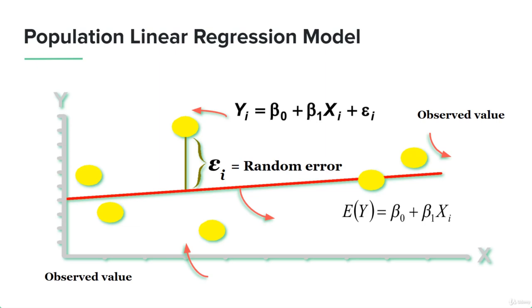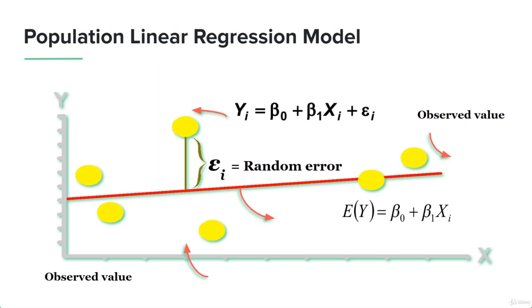We have an observed value and the random error as well. If we were to remove the random error and only use the two variables x and y, so if we were to model y as the expected value, then we would remove the random error and it would only involve beta 0 and beta 1. The random error is the distance between each observed point on the grid and the line which is showing the relationship.